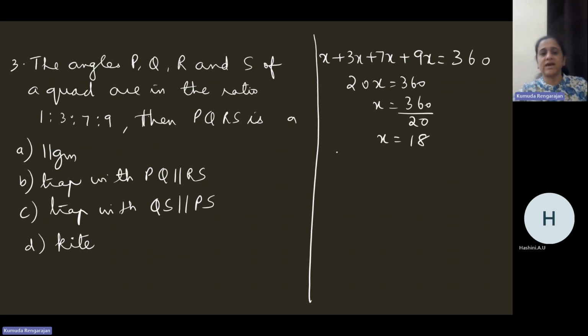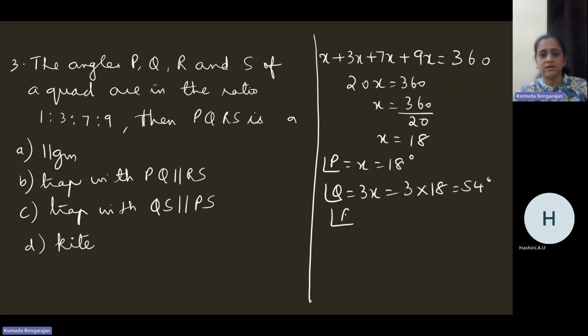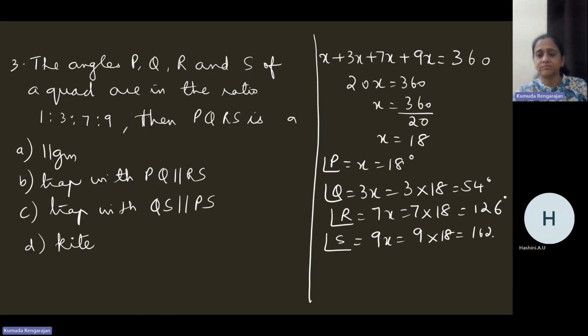So now let's find the angles. What is angle P equal to? Angle P is x, which is 18 degrees. Angle Q is 3x. 3 into 18, 54 degrees. Angle R is 7x. 7 into 18, it's 126 degrees. Angle S is equal to 9x. 9 into 18, 162 degrees.